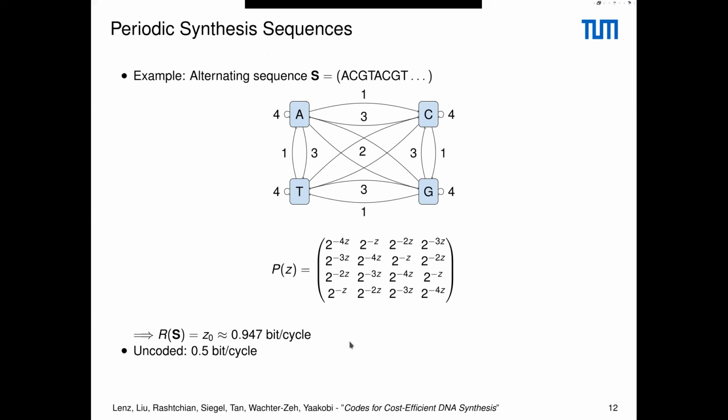Interestingly, if we compare this to the uncoded case, we only get a synthesis rate of 0.5 bit per cycle. This is because if you don't code the sequences, it might happen that you synthesize a sequence such as AAAAA, which has a very large cost because you have a cost of 4 in every step, and therefore you can only synthesize 0.5 bit per cycle. For arbitrary Q, you have to solve this determinant equation and find the largest root, and you will get the capacity of the system.